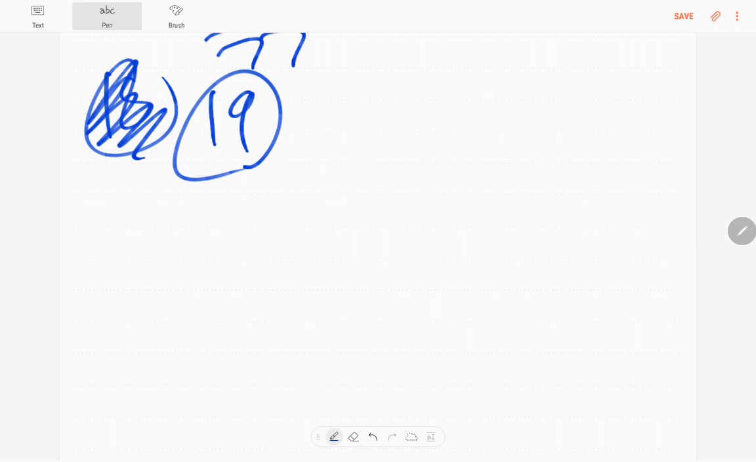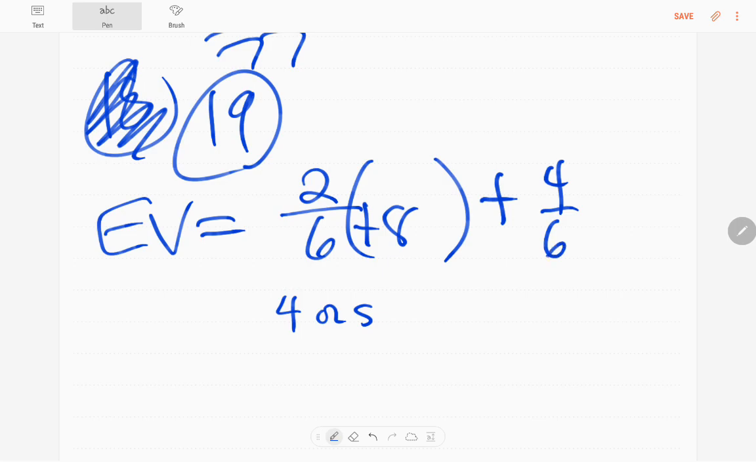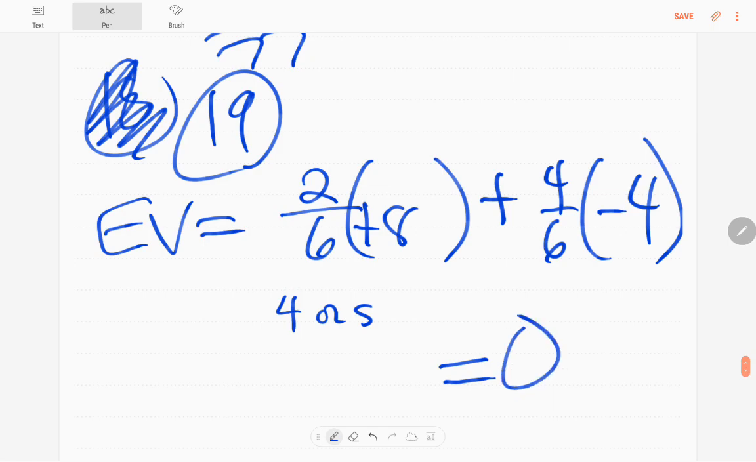A certain game consists of rolling a single fair die. If a 4 or 5 comes up, you win $8, otherwise you lose $4. What is the expected value? So this is from the last section. If a 4 or 5 comes up, we win 8, but only 2 out of 6 of the numbers are 4s or 5s. And all the rest of them are losers. And we lose $4 if we don't get a 4 or a 5. So notice that ends up being 0. So this one is definitely a fair game.